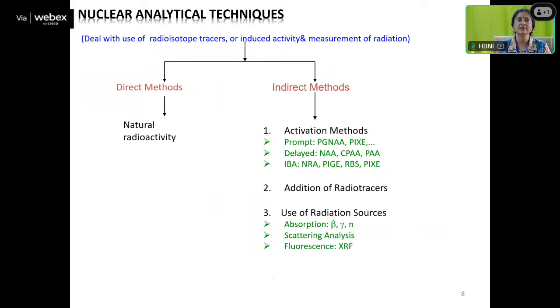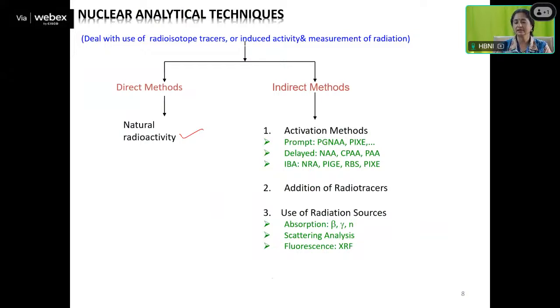Now, nuclear analytical techniques. What are the various nuclear analytical techniques which are based on this radioactive property of an element? It deals with radioisotopes, tracers, or induced activity or measurement of radiation. So direct methods are there where you can measure the natural radioactivity of a substance like uranium and all, and you can calculate their concentration. Like for uranium, a track detector is there, which uses its fission property to calculate its concentration.